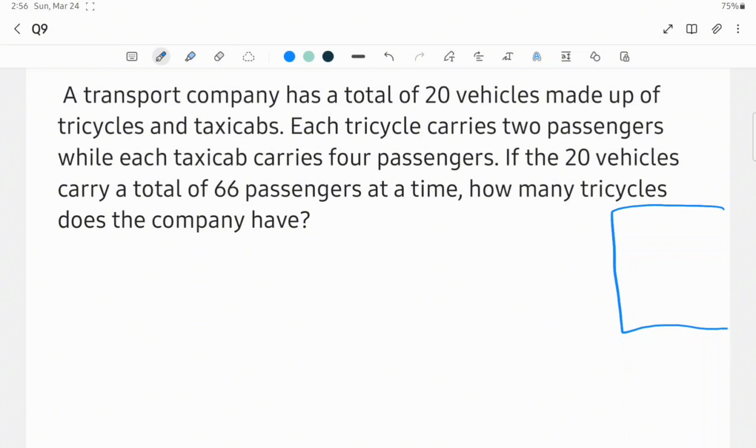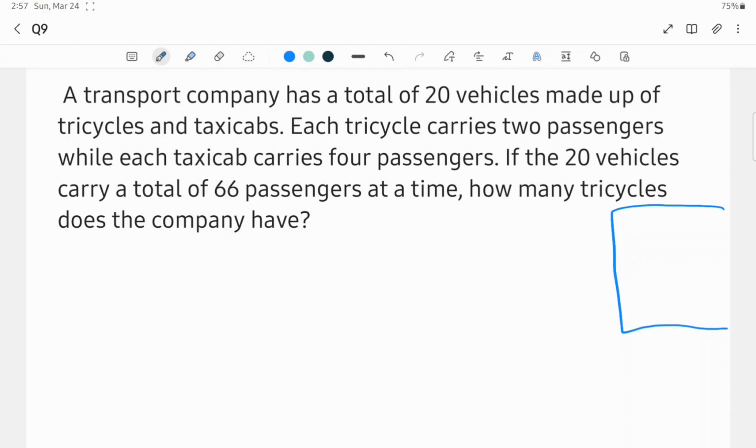Now, we're told that the total number of vehicles, that is, the sum of the number of the taxi cabs and the tricycles, is 20. And the total number of passengers, in this example the number of students going for the excursion, is 66. So the 20 vehicles carried 66 people. We are asked to find out how many tricycles the company has.